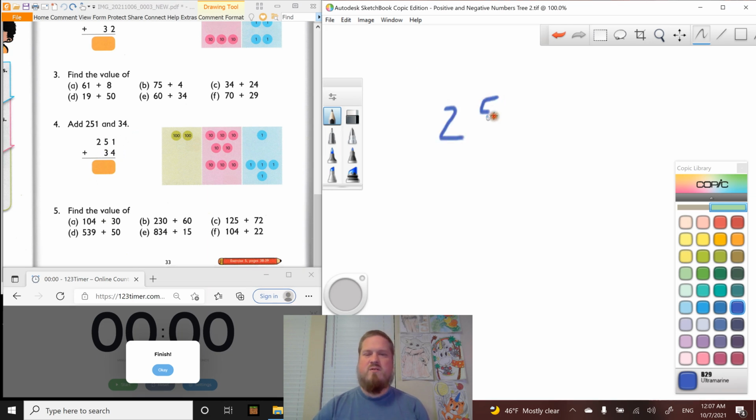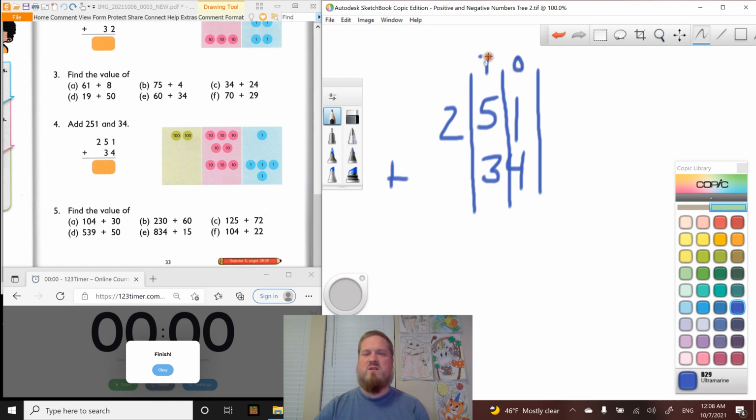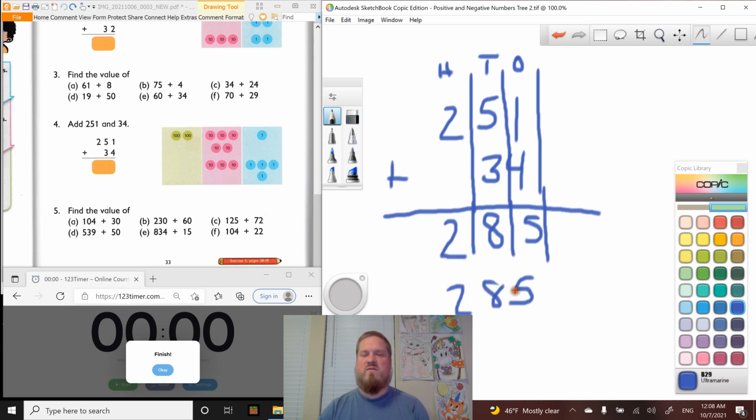So the problem, 251 plus 34. When you write the numbers, it's important to keep them in their columns so that the numbers in the ones column line up and the tens column line up and then the hundreds column line up. All right, let's add them up. 1 plus 4 is 5. 5 plus 3 in the tens column is 8. And 2 plus nothing is 2. So 285 in an orange box. Is that the answer you got?